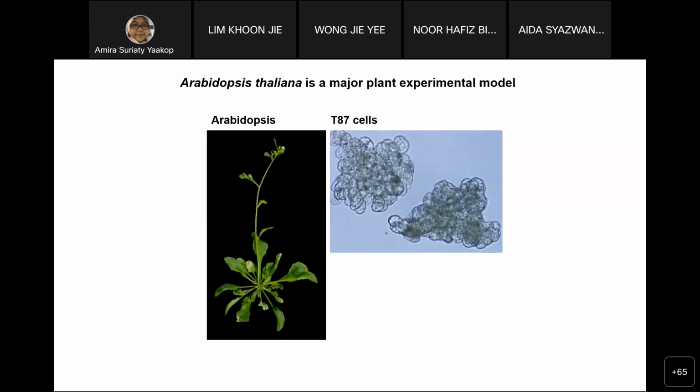Okay, I think this is the last one. So the last major model organism that people often use is Arabidopsis thaliana. This is a plant. Alright, Arabidopsis thaliana has always been a model organism for tissue culture ataupun genetic modification in plants.